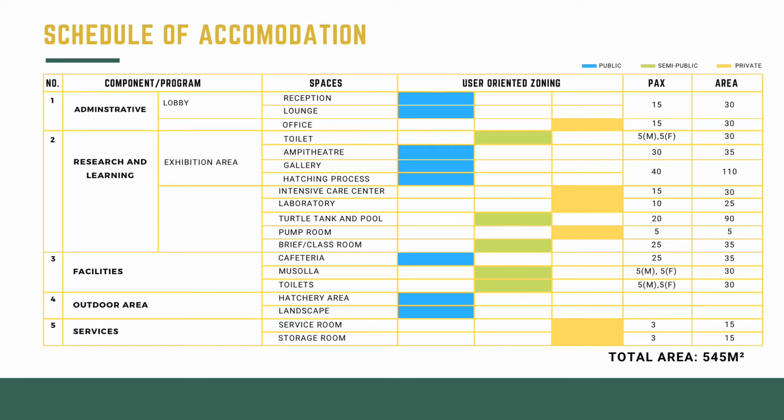I have divided the spaces into 5 main components or programs, which are the administrative, research and learning, facilities, outdoor area and services. The subspaces include reception, lounge, office, toilets, amphitheatre, gallery, hatching process area, intensive care center, laboratory, turtle tank and pools, pump room, briefing or classroom, cafeteria, musalla, hatchery area, landscape, service room, and storage room. The total area is 545 meters squared.